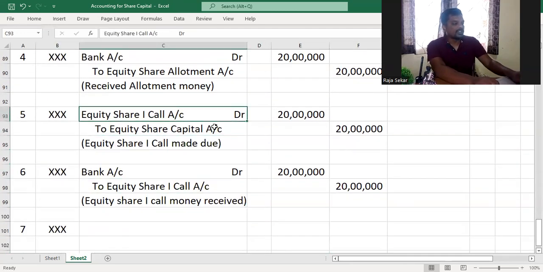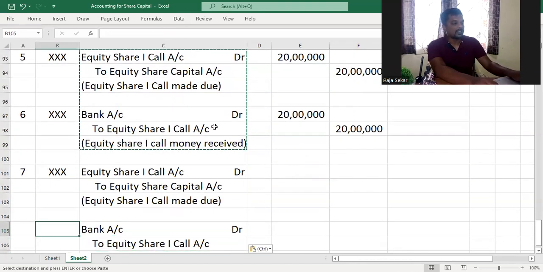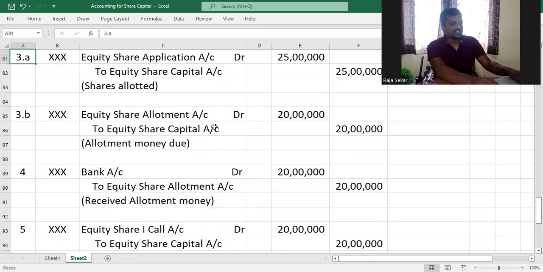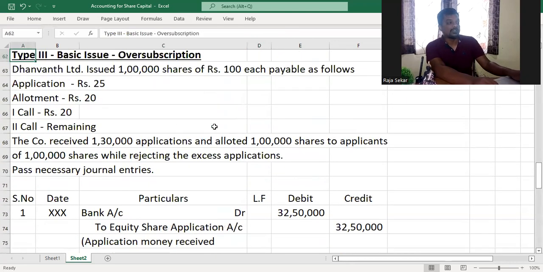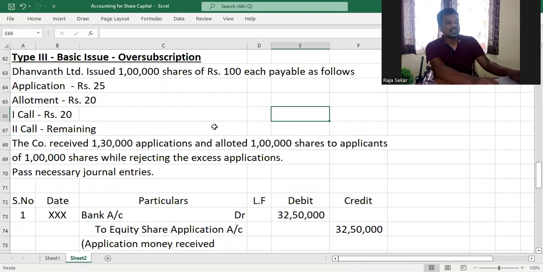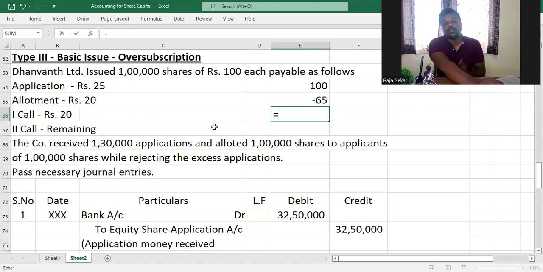After this, we would make the second call due. And how much is the second call? That is the number of shares allotted into the amount receivable per share in second call. So what is the amount receivable per share in second call? That is not given, it's given as remaining. But last time I taught you how to calculate that. The issue price of the share is 100 here. The shares are being issued at the par value. So the issue price of the share is 100. And we have received 25 with application, 20 with allotment, and 20 with first call. So in all, we have already received 65 rupees.